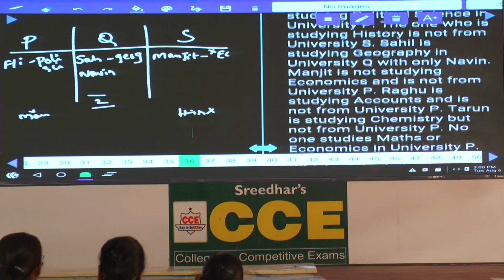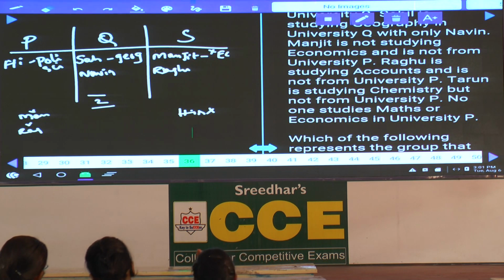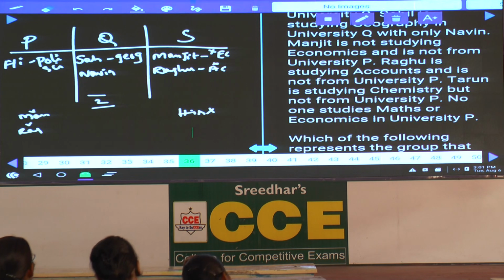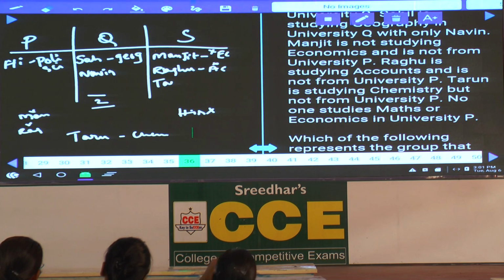Next one, Raghu is studying accounts and is not from University P. Now, this Raghu cannot be here. As Raghu cannot be here, Raghu must be S. And Tarun is studying chemistry, but not from University P. And see here again, Tarun is here, and chemistry, but not University P.